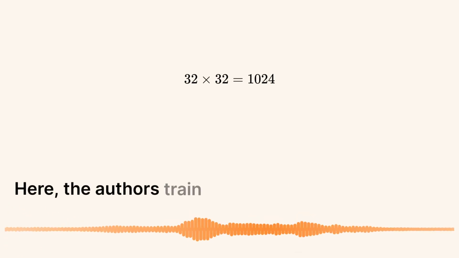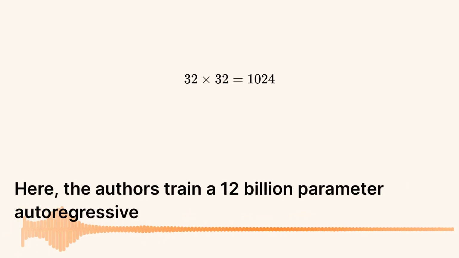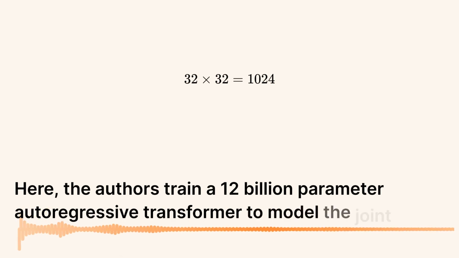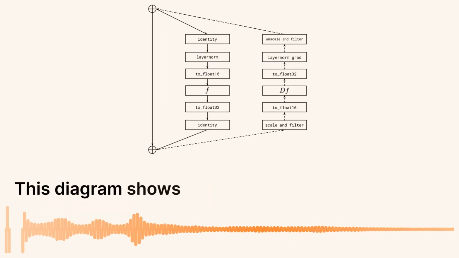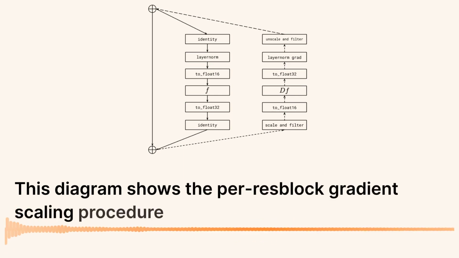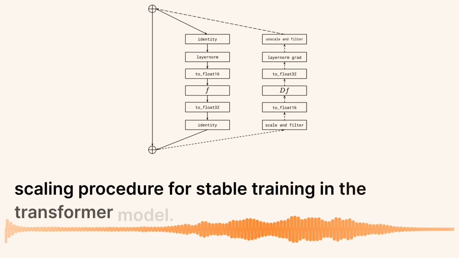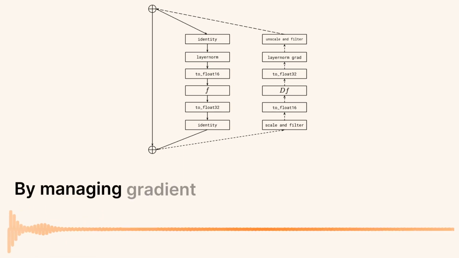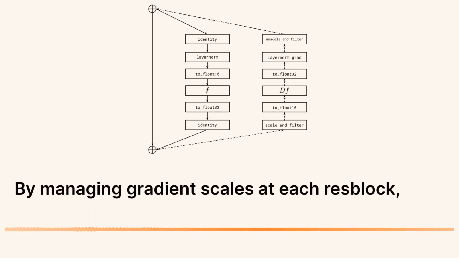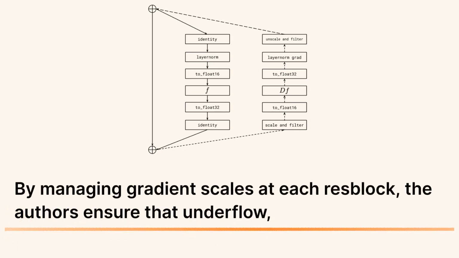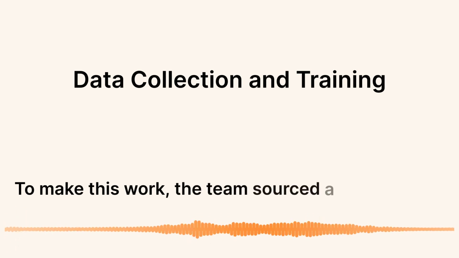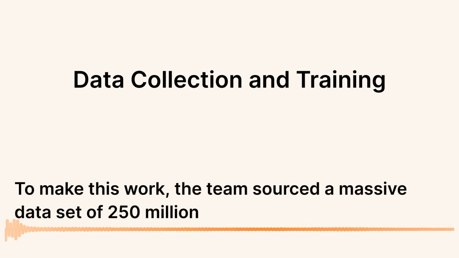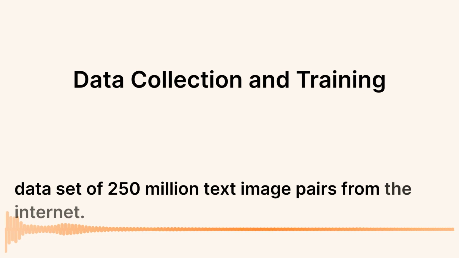Here, the authors train a 12 billion parameter autoregressive transformer to model the joint distribution over text and image tokens. This diagram shows the per-resblock gradient scaling procedure for stable training in the transformer model. By managing gradient scales at each resblock, the authors ensure that underflow, a common issue in mixed precision training, is mitigated. To make this work, the team sourced a massive dataset of 250 million text-image pairs from the internet.